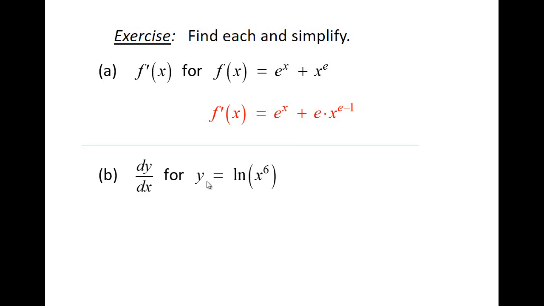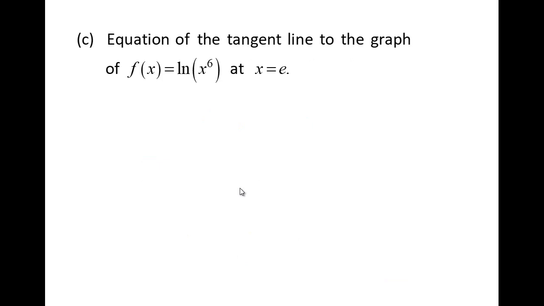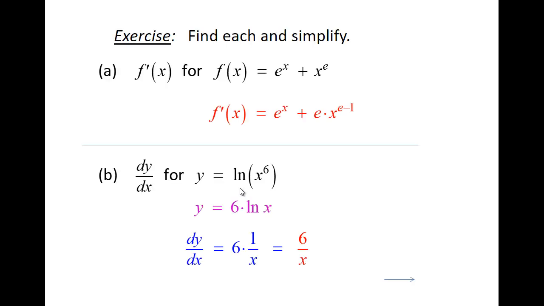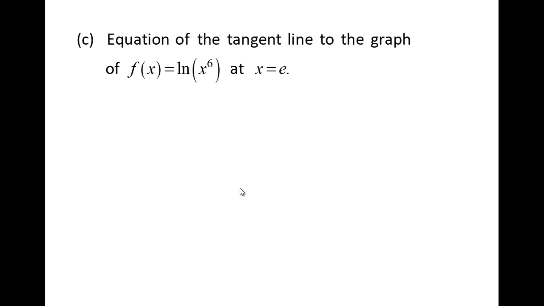We want to find the derivative of the function y is equal to ln of x to the 6. Now, before we find the derivative, we're going to rewrite that as 6 times ln of x. So now the derivative would be 6 times the derivative of ln of x. And the derivative of ln of x is 1 over x. So you get 6 divided by x. So this is this function in B. That's what I have in part C.